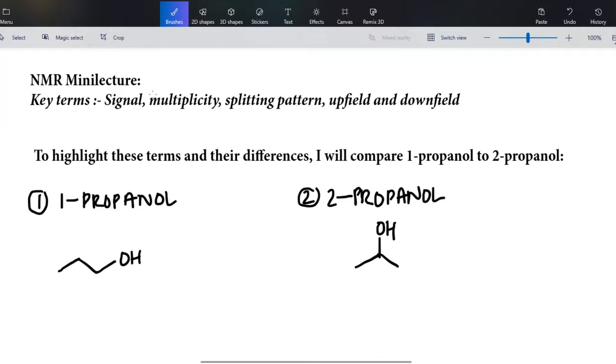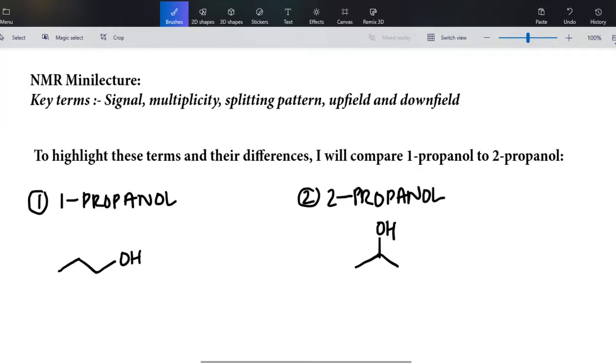So, some key terms today are signals, multiplicity, splitting pattern, which is almost similar to multiplicity, but there are some distinct differences, and upfield versus downfield that I'll discuss in this particular lecture. And to highlight these differences, I'm going to compare the structures of 1-propanol and 2-propanol to help us better understand these different components, right? The signal, the multiplicity, splitting pattern, and upfield versus downfield.